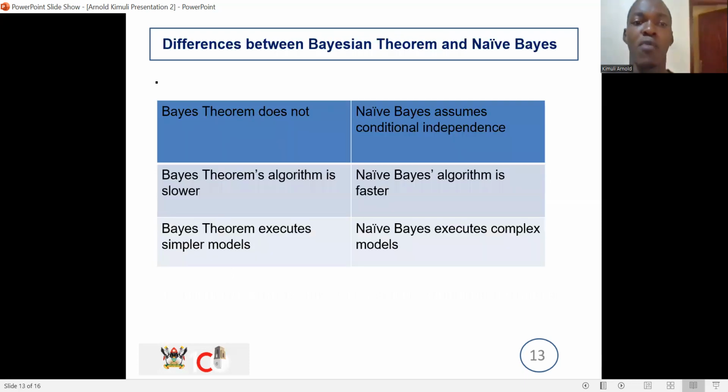Well, moving on, the differences between Bayesian theorem and naive Bayes. Bayes theorem does not assume conditional independence, while naive Bayes assumes conditional independence. The Bayes theorem algorithm is slower as compared to naive Bayes. Bayes theorem executes simpler models as compared to naive Bayes.